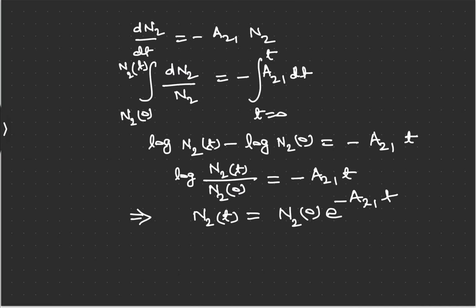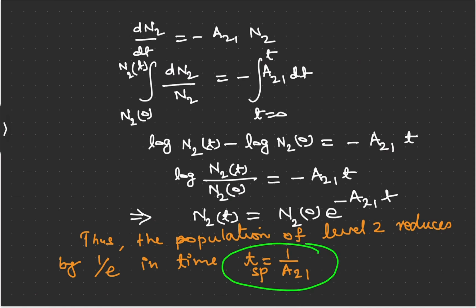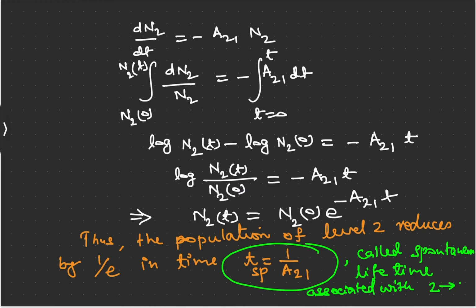Thus, the population of level 2 reduces by 1/e in time t = 1/A21, which is called the spontaneous lifetime associated with the transition from level 2 to 1.